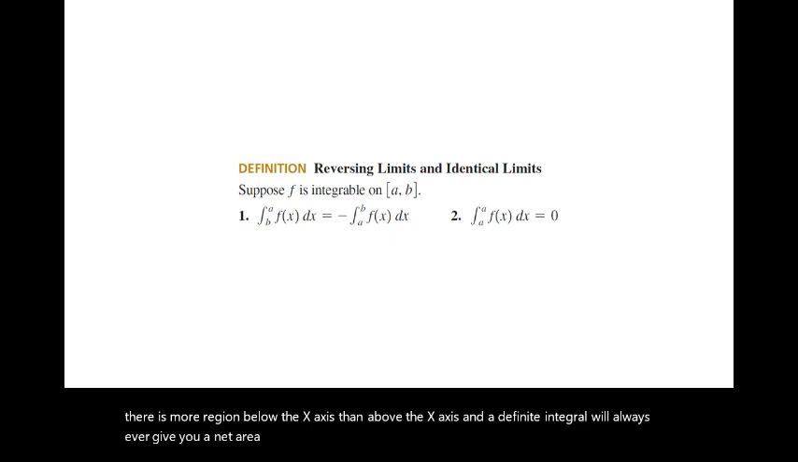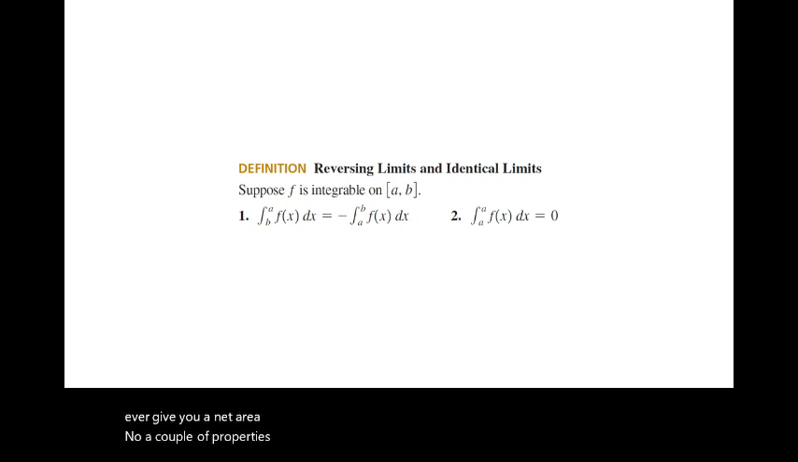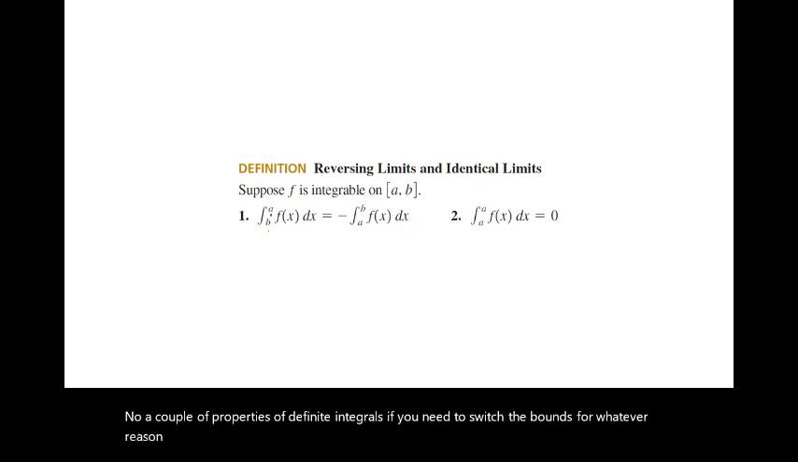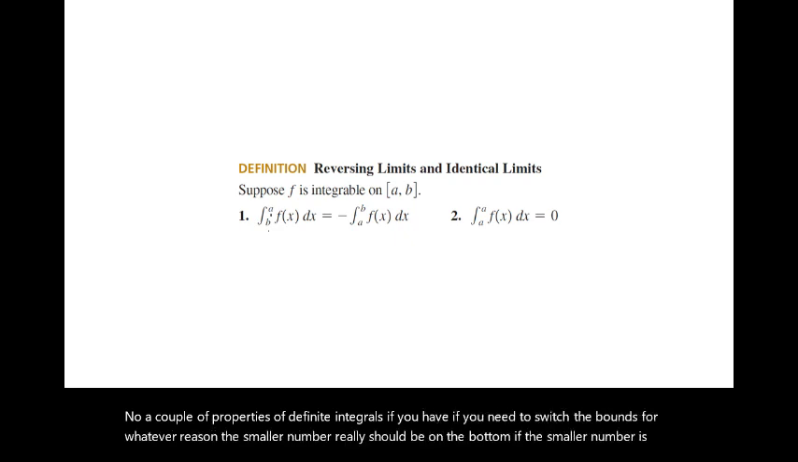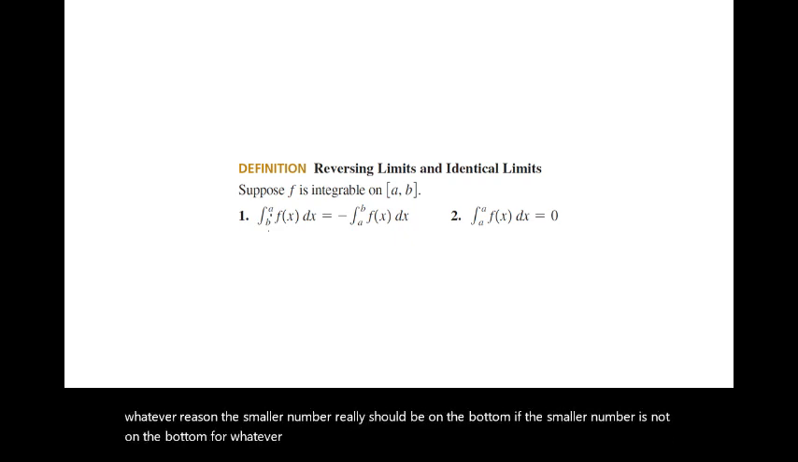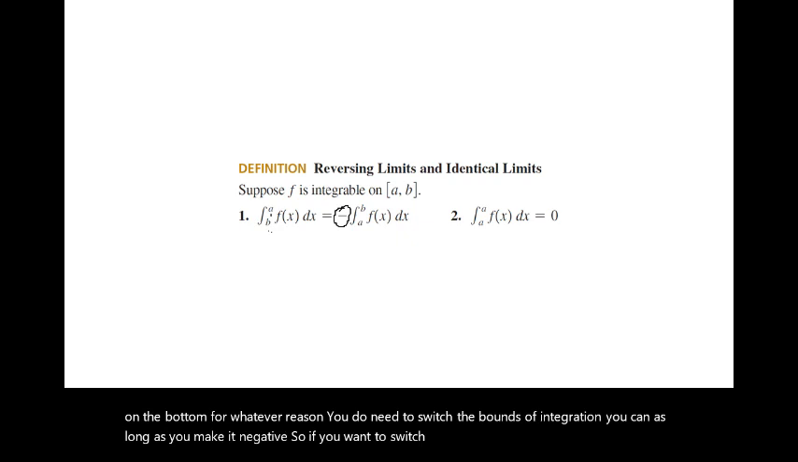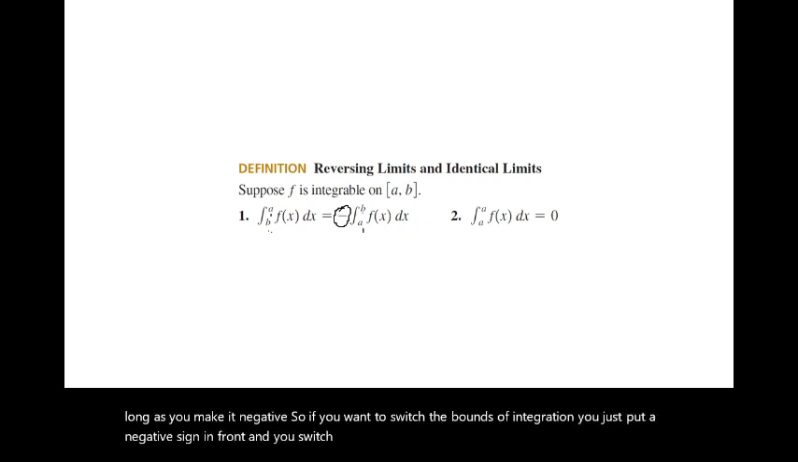Now, a couple of properties of definite integrals. If you need to switch the bounds for whatever reason, the smaller number really should be on the bottom. If the smaller number is not on the bottom and you do need to switch the bounds of integration, you can, as long as you make it negative. So if you want to switch the bounds of integration, you just put a negative sign in front and switch the bounds, and that negative sign in front will count as a constant multiple.